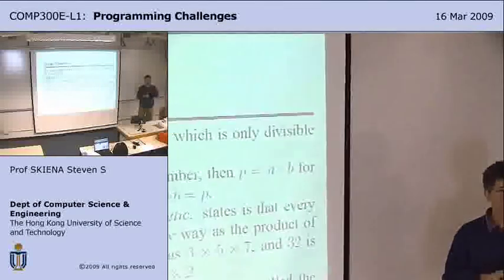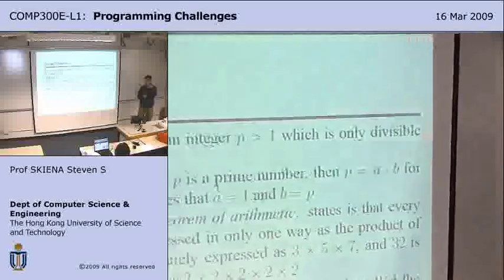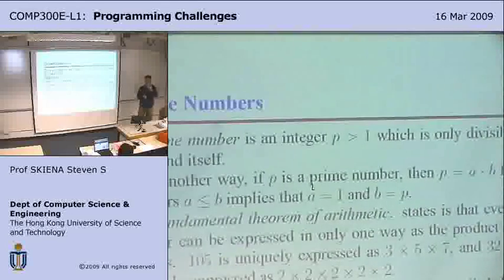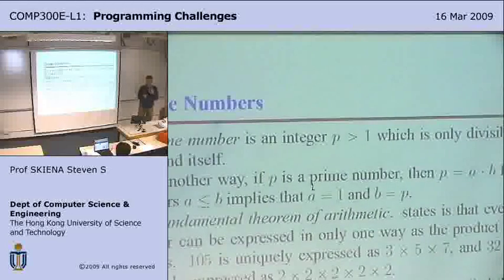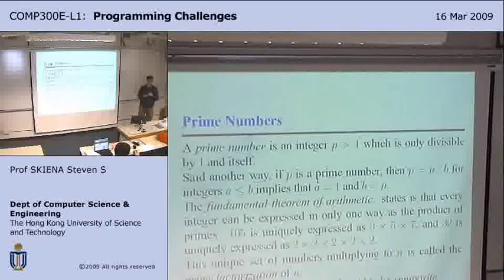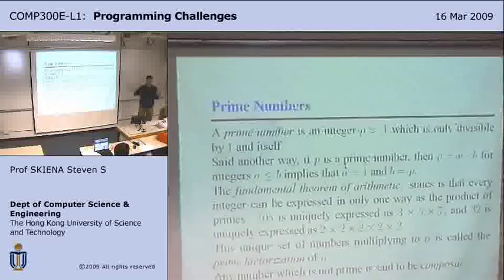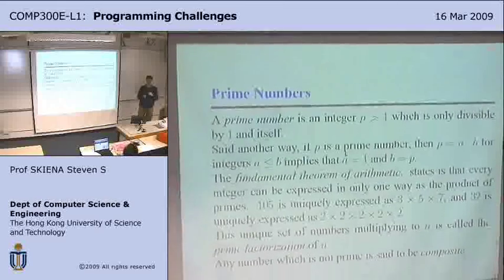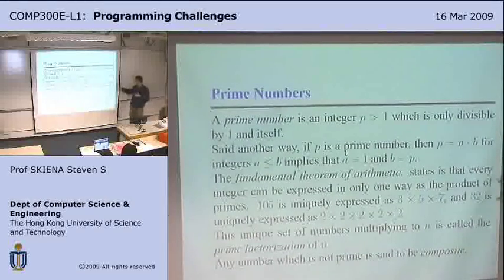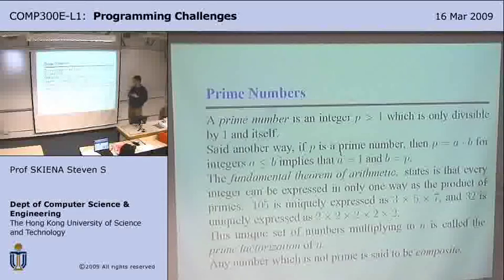How many people remember complex numbers? I remember way back when there were these things called complex numbers. Complex numbers do not have this property. Some complex numbers can be factored in two different ways. And so it actually is not completely trivial that this is true.